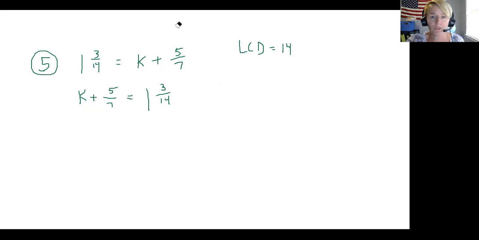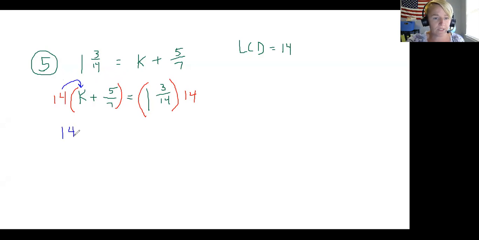So I'm going to multiply both sides by that LCD, which is 14. And I just put parentheses around it because that's the easiest way to show multiplication. Remember, what you do to one side, you have to do to the other. And I know I'm going to have to distribute. It's part of this process. It's what we hope to be able to do.